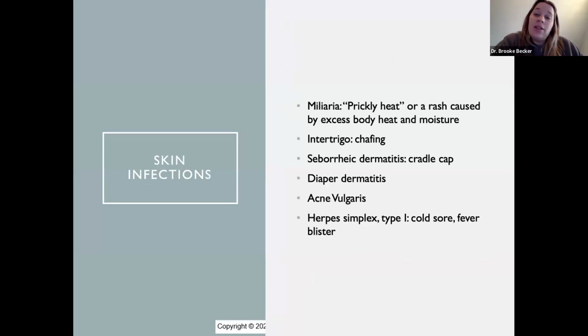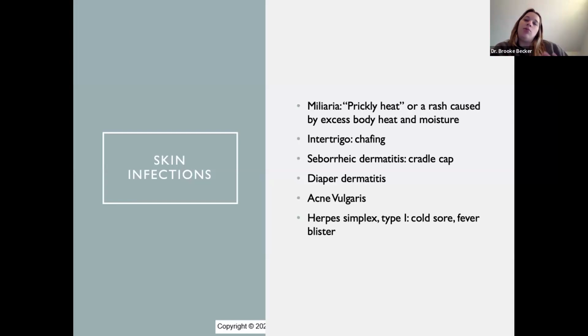Okay, miliaria. So this is prickly heat rash. Okay, so excess body heat and moisture causes prickly heat rash. So these are going to be papules, so raised red, teeny tiny heat dots all over the body. Okay. Not a whole lot to do about it other than make sure that you reduce that body heat and moisture. And then that rash should resolve.